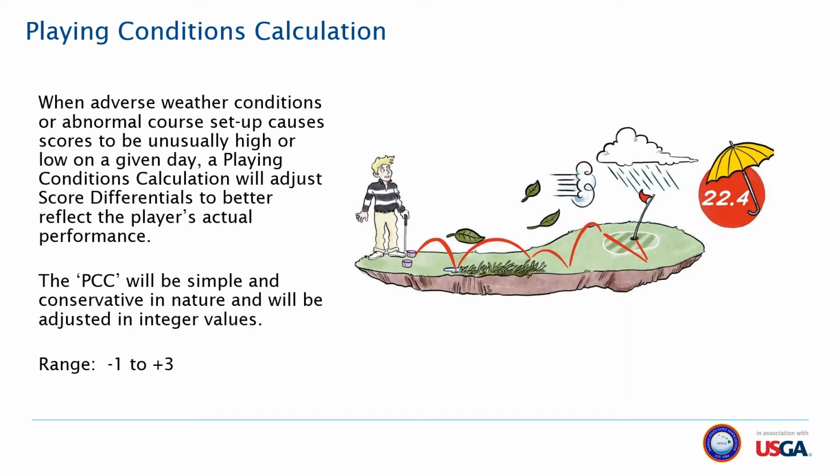As noted on the slide here, the adjustments will be applied conservatively and will be in integer values. You won't see an adjustment of a plus 1.45. The range there is -1 to +3. The calculation will be an automatic computation service, so the calculation will be purely data-driven. The more posted scores below or above expected, based on course and slope ratings and the handicap of a player, the more likely an adjustment will take place. And this is one of the more modern features that we'll be including in the WHS.